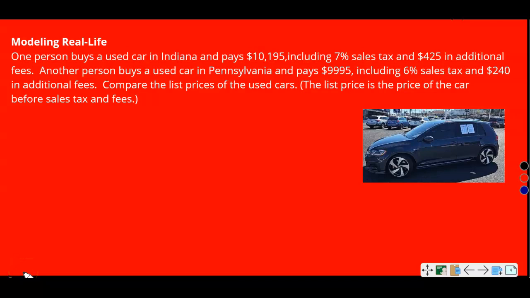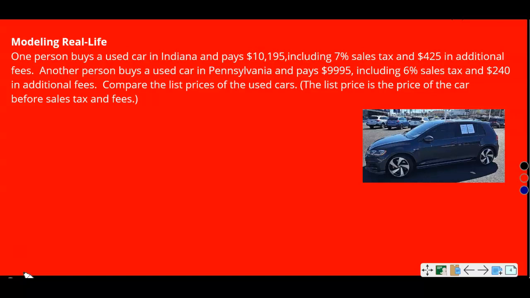All right, we are going to continue looking at solving multi-step equations, but now we're going to look at doing that through word problems. Remember, one of our standards says we have to be able to write equations from examples given. So we have to be able to take this, write an equation, and solve it.